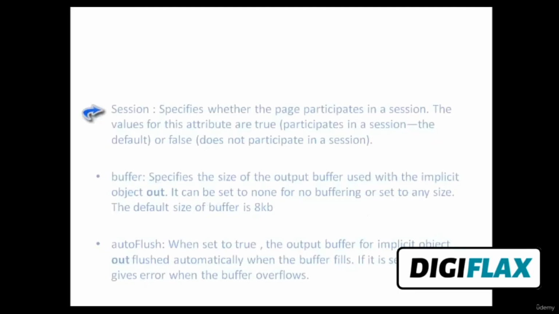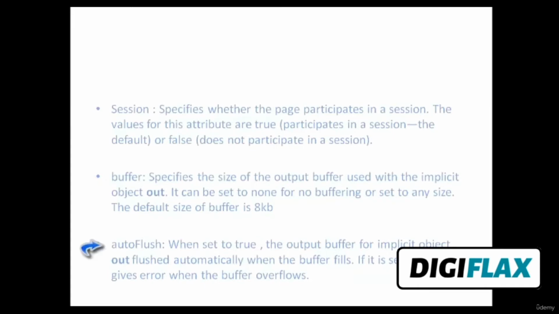Session attribute. It specifies whether the page participates in a session. The values for this attribute are true, participates in a session, the default, or false, does not participate in a session. Buffer attribute. It specifies the buffer size of the output buffer used with the implicit object out. It can be set to none for no buffering, or set to any size. The default size of the buffer is 8 KB.